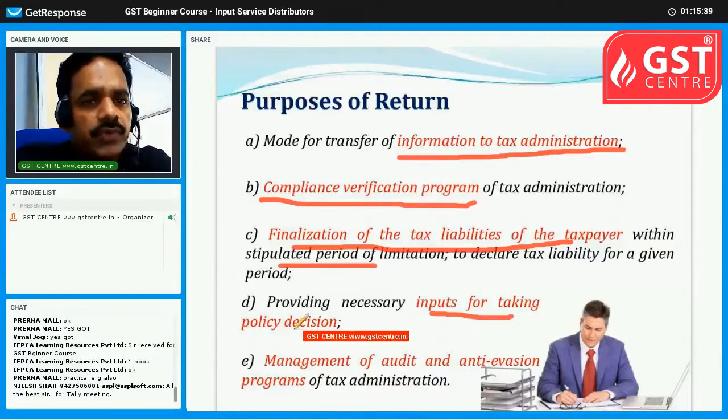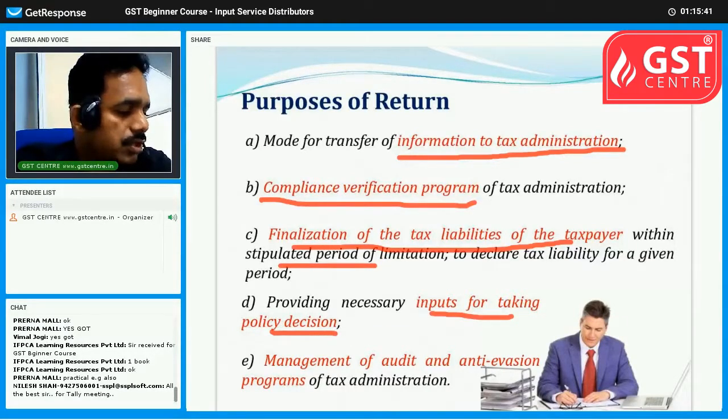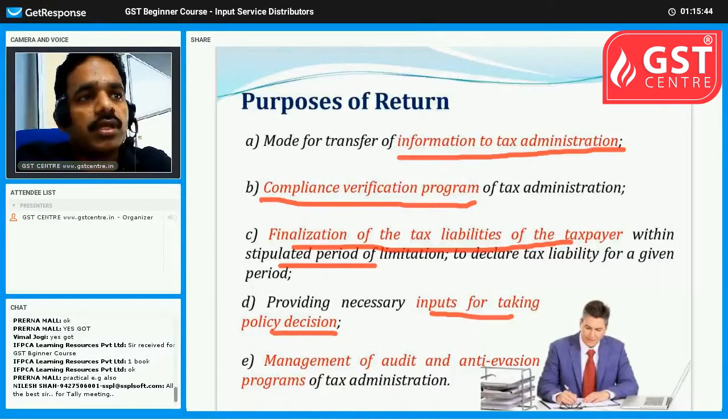Then providing necessary inputs for taking policy decisions. Policy decision means that based on the returns submitted, there will be data or information available to the central government as well as state governments, and they can take various decisions. The same can be included in the budget. Based on the returns or such accumulated data, various decisions can be taken by the state governments or central government regarding their expenditures or income.